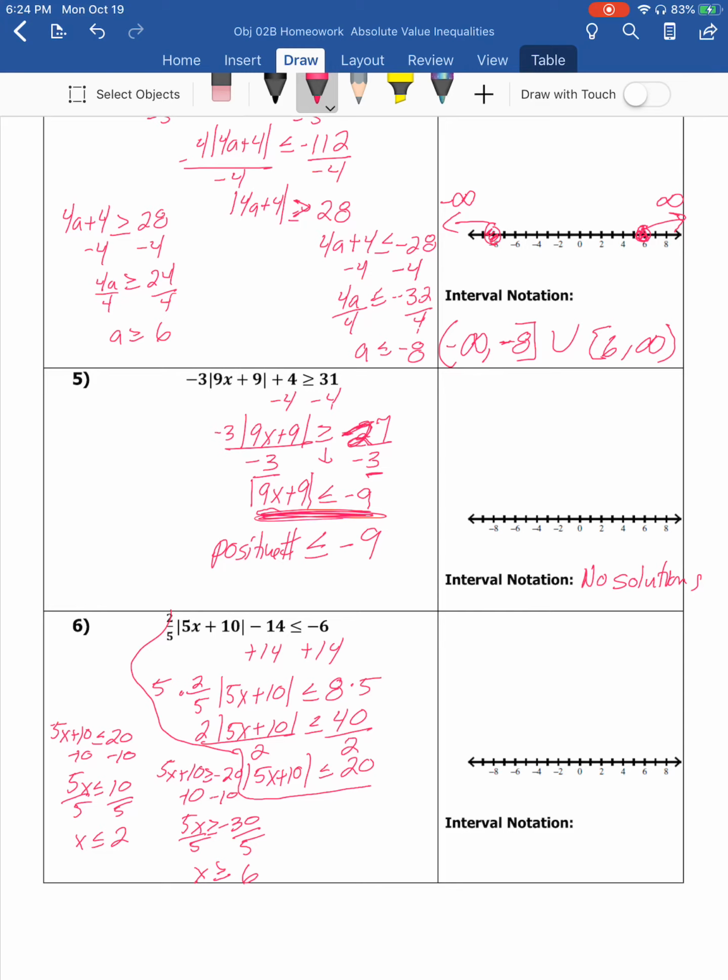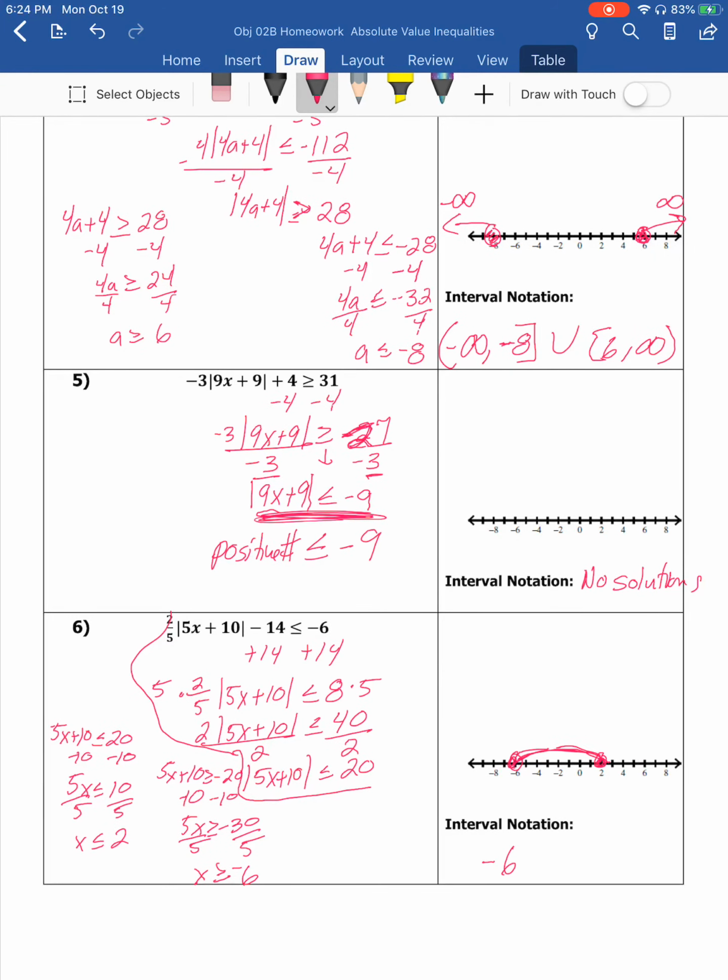So I have x is less than or equal to 2, and greater than or equal to, sorry, that should be a negative 6, and greater than or equal to negative 6. So it's less than or equal to 2, greater than or equal to negative 6. So they meet up. So I know it's going to go from negative 6 to 2, my graph does. It's including because it's closed, and so that's how you do the homework.